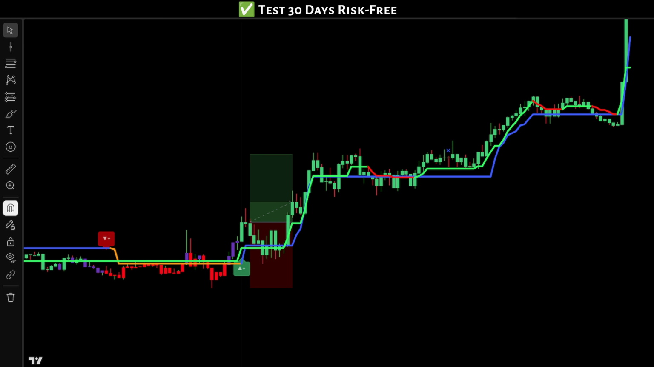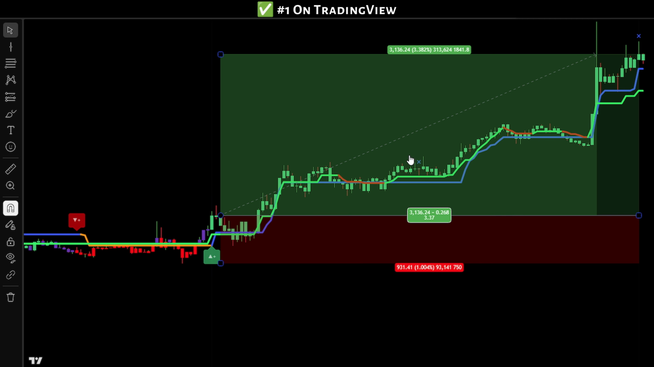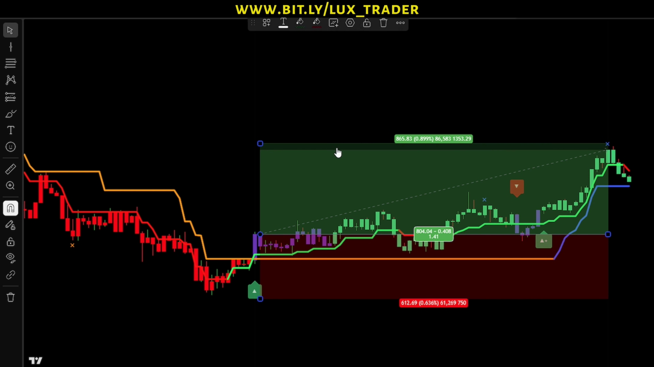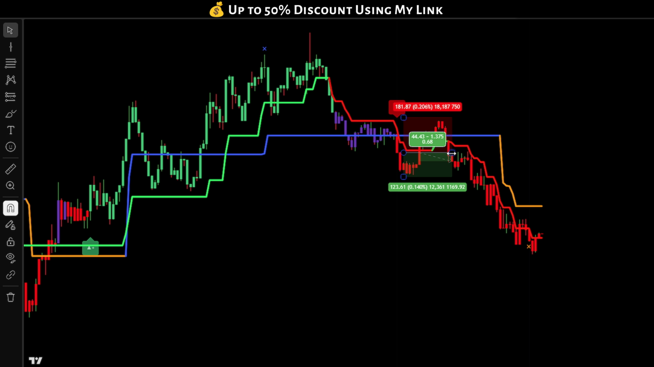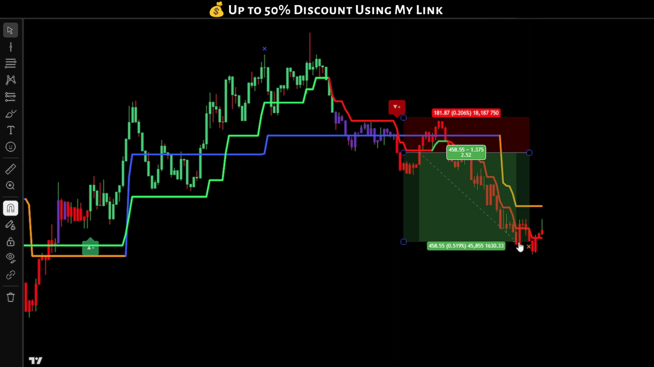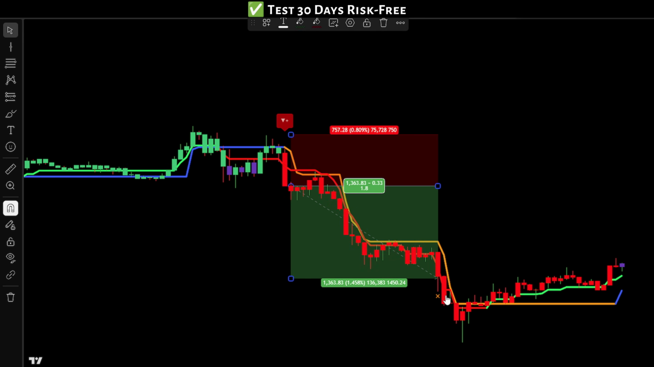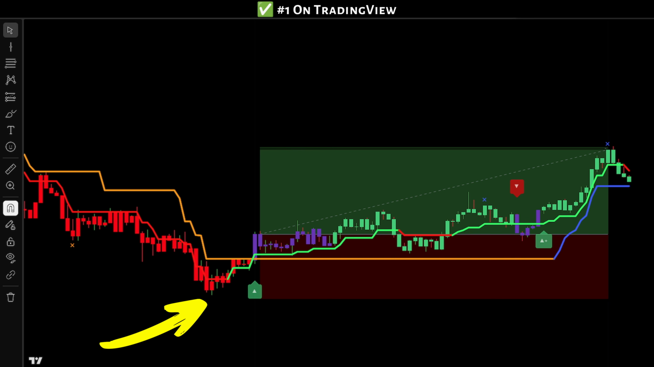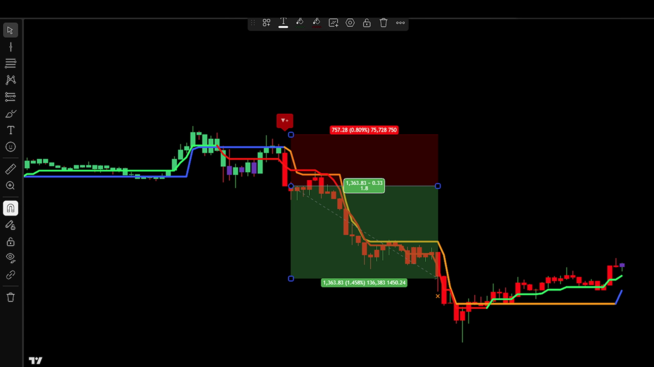Now, let's talk about exits. This strategy uses the built-in exit signals from the indicator. When an exit signal appears, the trade is closed. No guessing, no manual decision. There is no fixed stop loss defined in the backtest. If you trade this manually, you can use the most recent swing high or swing low. You can also adapt the stop loss to your own risk management. The key point is that the entry and exit logic stays the same.